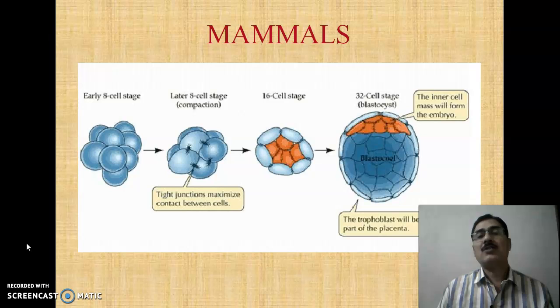And during the 16-cell stage, you can easily observe there is differentiation between two types of cells, and later on this differentiation is very clear in the 32-cell stage, where in this figure with the red color I have shown the inner cell mass, which will later on form the embryo proper, and the presence of trophoblast, which will become part of the placenta.